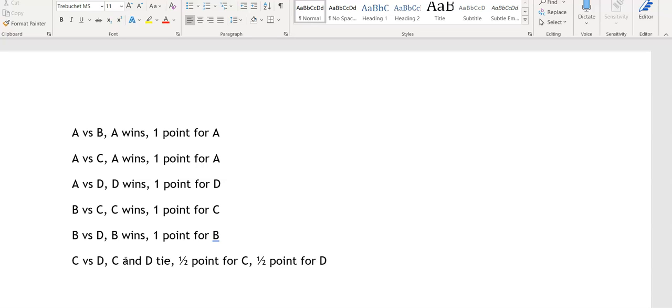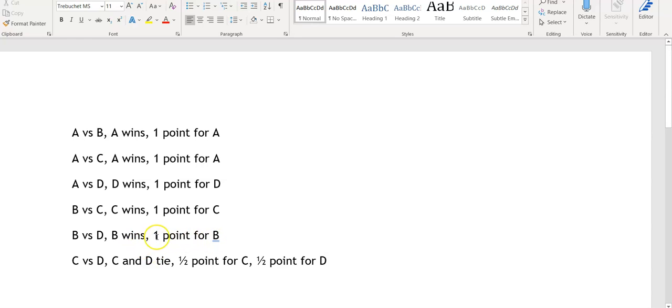So at this point, we would add up the number of points, and the one with the greatest number of points wins. In this case, it's going to be A. A's got 2 points. B has 1 point. C has 1.5. And D has 1.5. So C and D would tie for last place. All right. But, I'm sorry, B is last place because it's only got 1. So they would tie for second place.